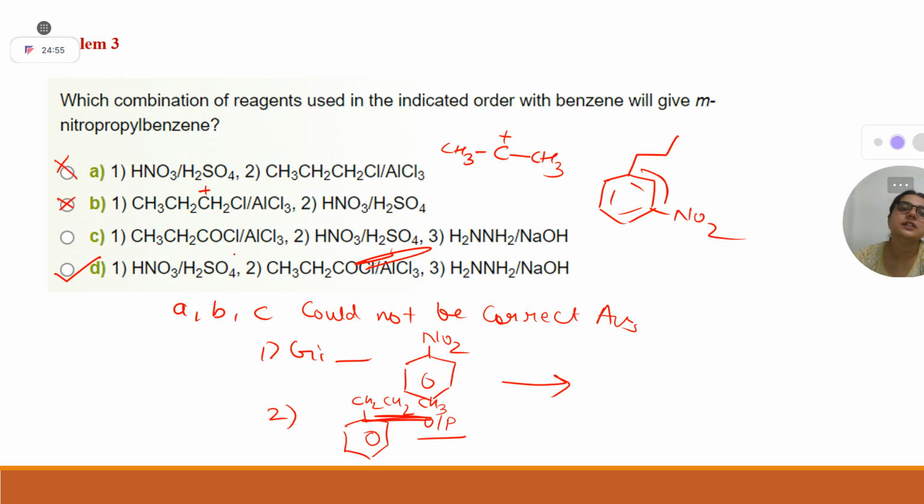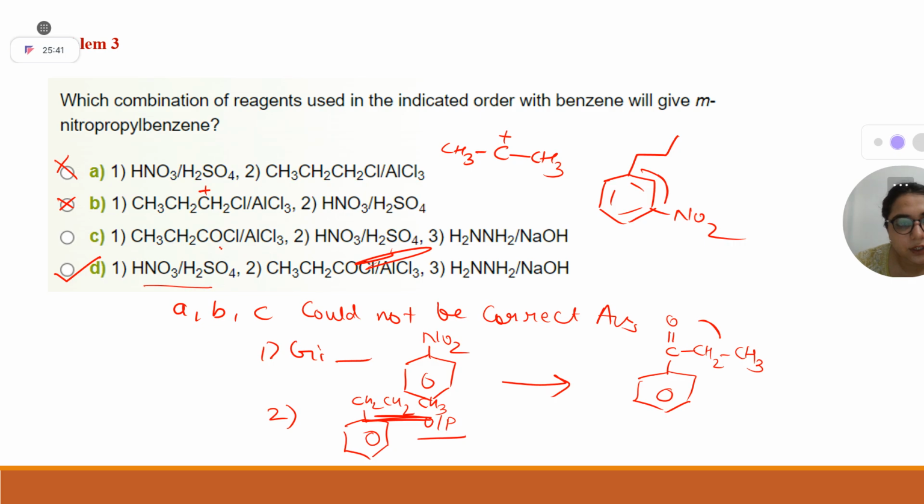And why is option number C not correct? In option C, in the first step you will get COCH2CH3. Is this group meta directing? Before that, tell me, is it an electron donating group or an electron withdrawing group? Electron withdrawing. Very good. And over that, it is inviting NO2 to come, which can't be possible. Yes or no? So the only correct answer is HNO3, H2SO4.